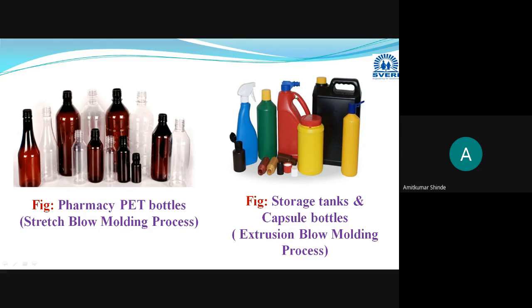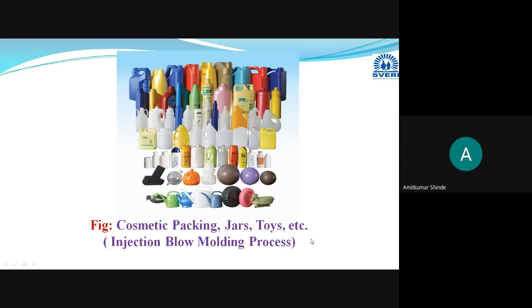Okay, all these storage tanks and capsule bottles will be manufactured with the help of the extrusion blow molding process. Now the last is the injection blow molding process. Whichever toys, cosmetic bottles, different kinds of jars, different kinds of toys, and small storage tanks will be manufactured with the help of the injection blow molding process.